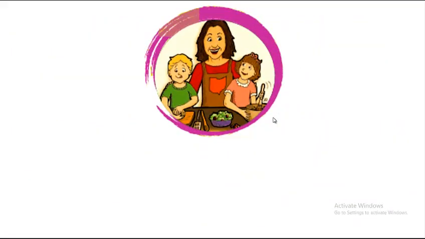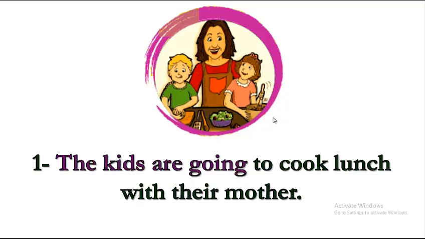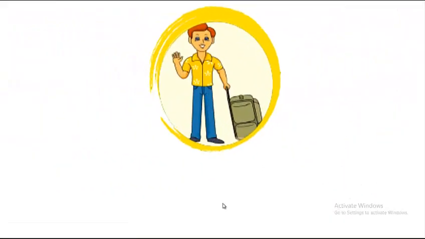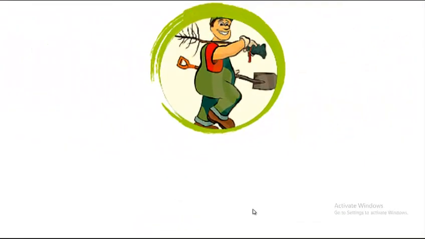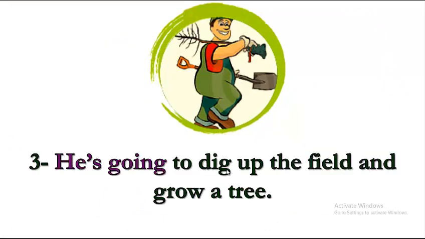What about the first picture? The kids are going to cook lunch with their mother. What about the second picture? That's right, he's going to travel abroad. What about picture number 3? He's going to dig up the field and grow a tree.